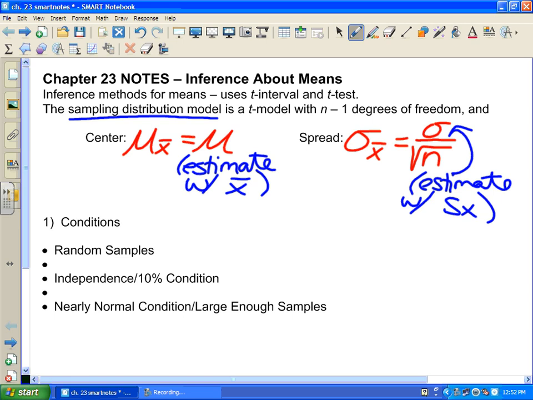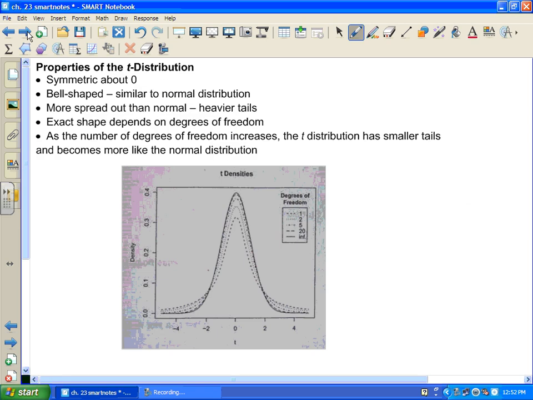Okay, turn the page. Before we go on, we're going to talk about the T model a little bit. I'm going to have you read something in a couple days. It's a little bit interesting about why you use the T model instead of the normal model. But for now, just know we're going to see what it's like. It's very, very similar to the normal model. So, can you see your graph? Okay.